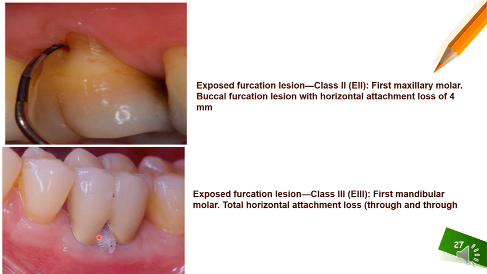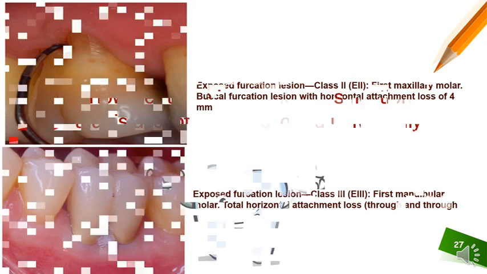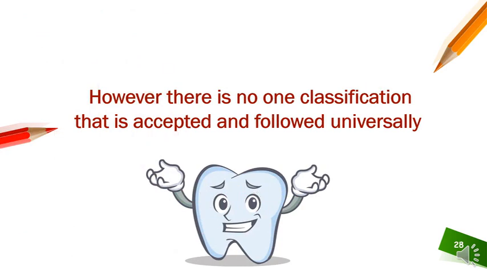Exposed type 3, first mandibular molar here, total horizontal attachment loss, and it's through and through. So it's exposed, and on probing or when we insert any instrument, we can see it through and through. However, there is no one classification that is accepted and followed universally. So we always choose the one that is suitable for the case we are treating and the one that we can keep easily.